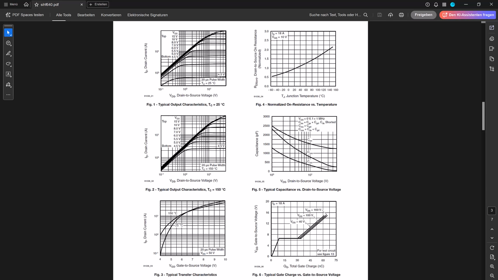Figure 4. Normalized RDS on versus temperature. At 150 degrees Celsius, the on resistance is roughly twice what it is at 25 degrees Celsius. That must go into any loss and heatsink calculation.